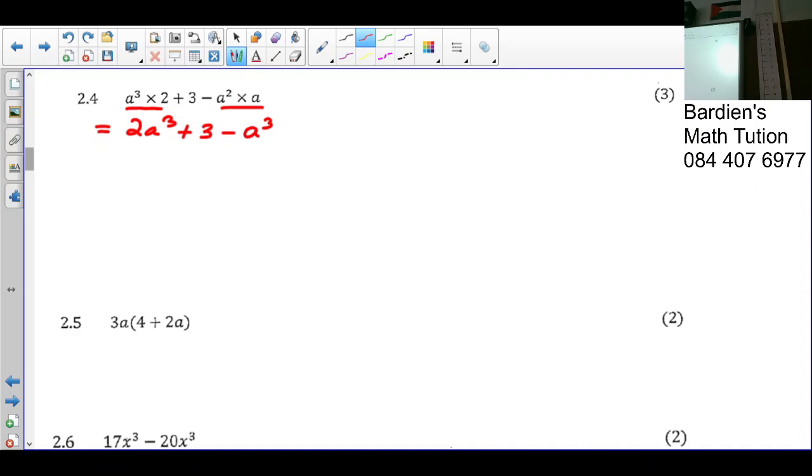So what do I do now? Like terms. So it's 2A cubed minus 1A cubed, A cubed plus 3, or 3 plus A cubed. Yes. Plus, what else must be added?